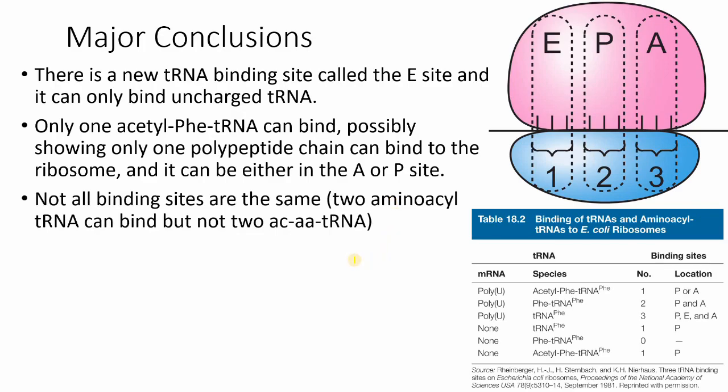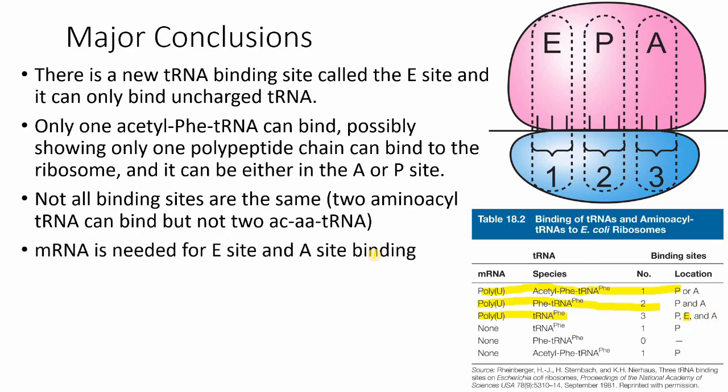A third major conclusion was that not all binding sites are the same. For example, 2 aminoacyl tRNAs, right? So as we saw here, 2 aminoacyl tRNAs could bind at the same time, right? In this case right here we saw that. But only one acetylated tRNA can bind at the same time. And then if we have this case right here where we have uncharged tRNA, it can bind 3 times, and it can bind in a new site called the E site. So this clearly shows that the P site, the E site, and the A site are different.